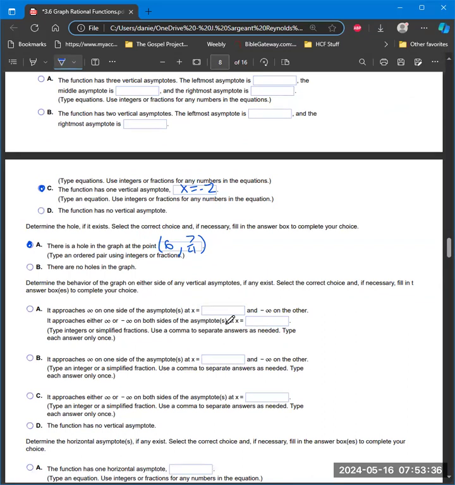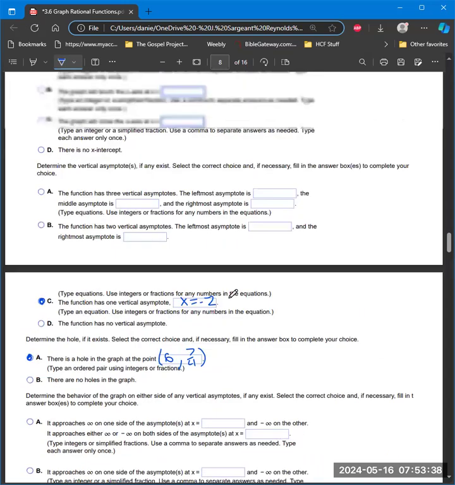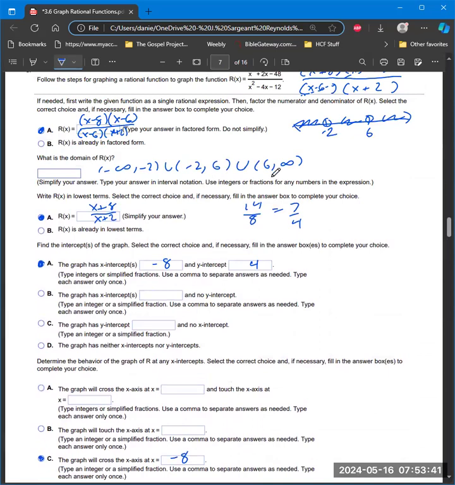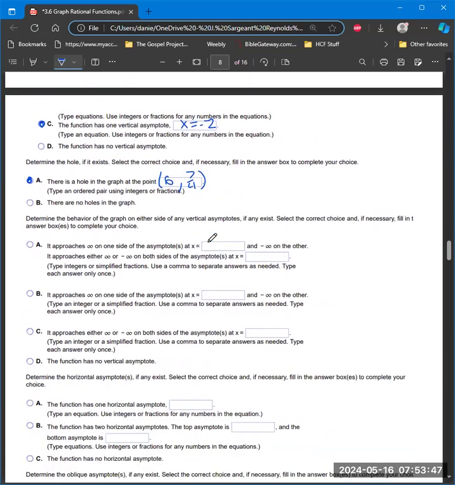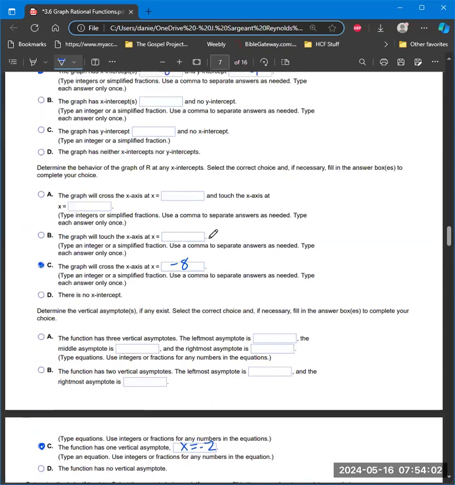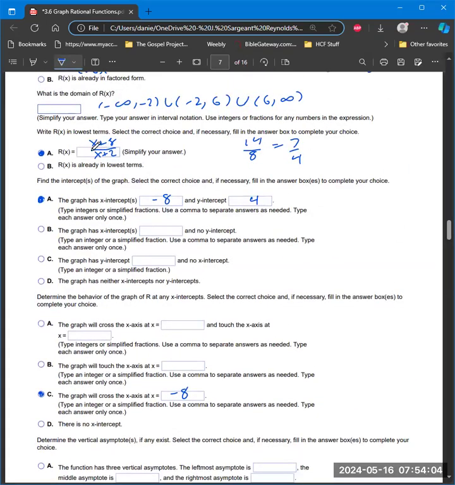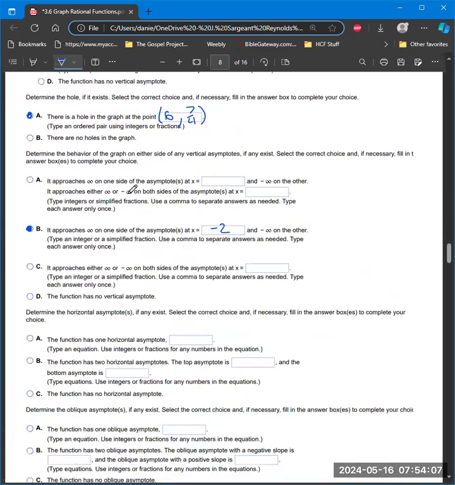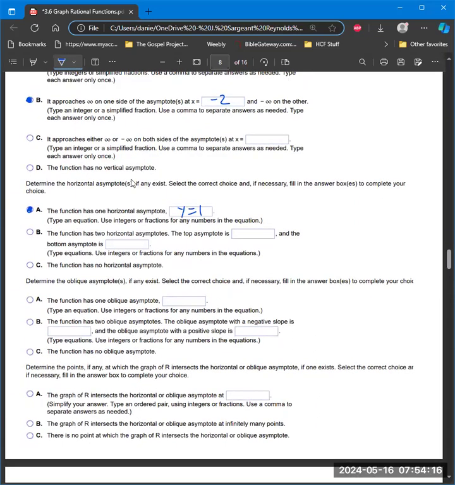Then determine the behavior of the graph on each side of the asymptote. Since it has an odd multiplicity, it's going to approach opposite signs of infinity. So that is going to be B. And that vertical asymptote is at -2. Determine the horizontal asymptote. Since it's x over x here, 1 over 1 is 1. And no oblique asymptote since it has a horizontal asymptote.